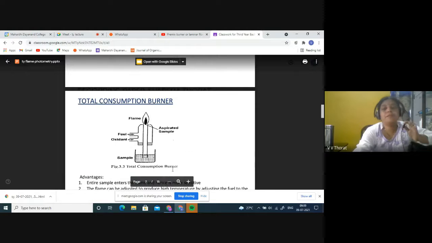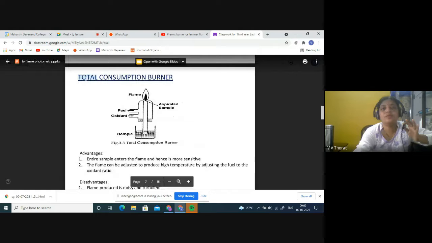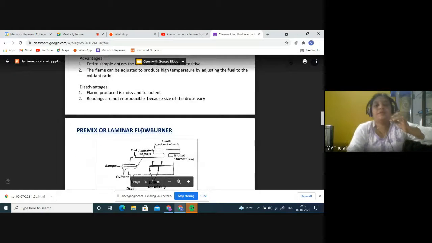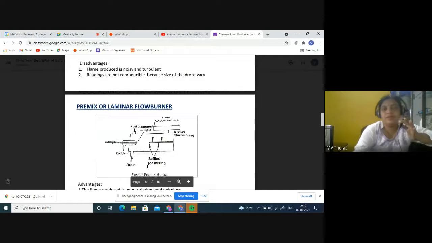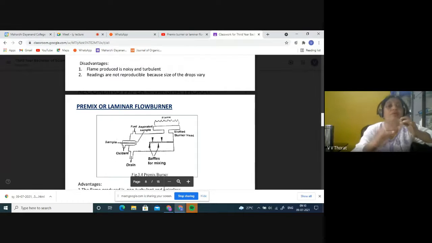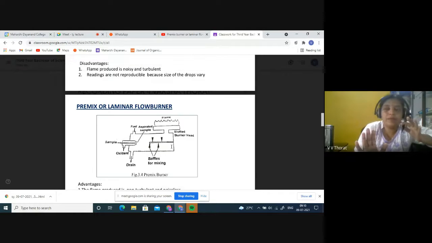This part we completed up till here in the last lecture. This was a total consumption burner. Now we will see a premix or a laminar flow burner. Try to understand with this diagram and then it will be more clear with the video. These are the burners. I hope TY students you all are understanding. We are doing burners in flame photometry.